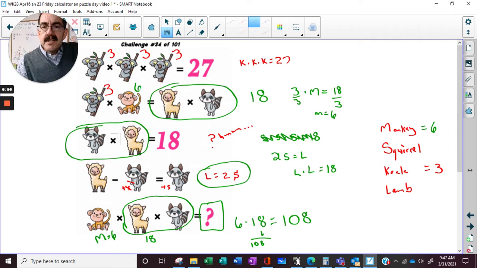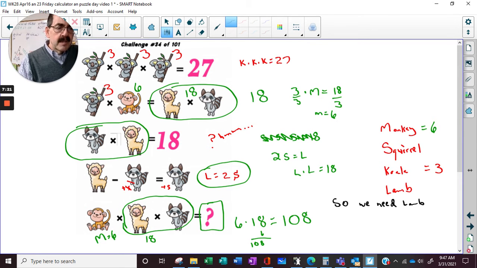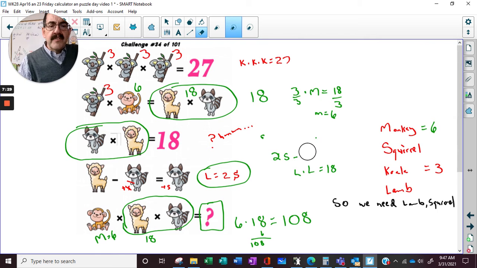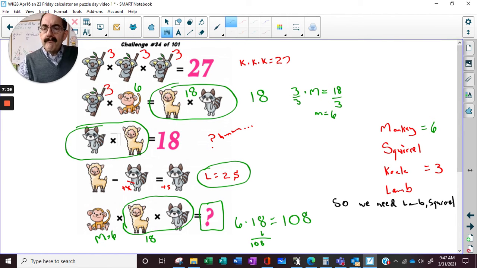Monkey is 6, so we're good to here. Monkey is 6. This is an 18 because we got it from here. So we need the lamb and the squirrel. Pause the video and see if anybody has solved the lamb and the squirrel. Okay?